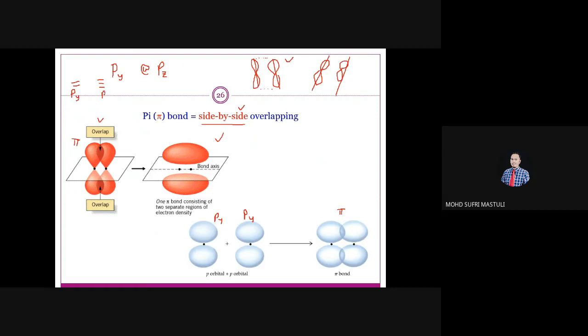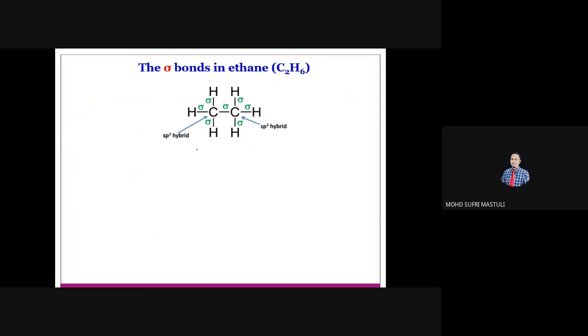This one, py with py, and also pz with pz for the triple bonds. Only p orbitals in double or triple bonds are involved in pi formation, side by side. Okay, we go through a few examples. We try to identify how many sigma, how many pi, where you can obtain sigma, where you can obtain pi. And also we try to integrate with the hybridization.